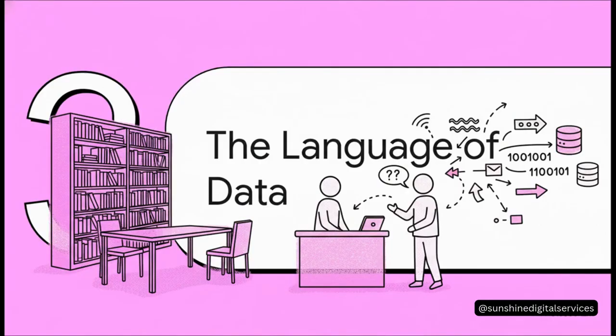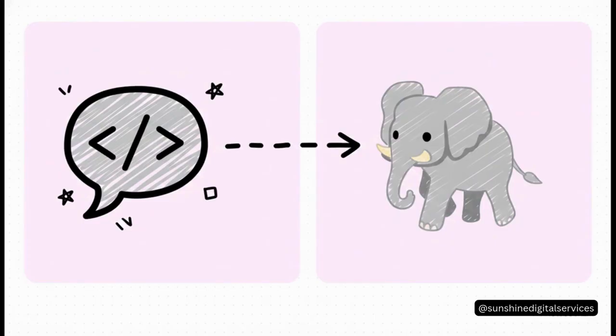Okay, so we've got our organized library. It's all neat and tidy, but how do we actually ask for a specific book? Well, you have to speak the right language, the language of data. Now, this is super important to get straight. There are two different things here. SQL, which stands for Structured Query Language, is the language we use to talk to the database. PostgreSQL is the database system itself. It's the tool that understands and carries out those SQL commands. So think of it this way. One is the language, the other is the fluent speaker.